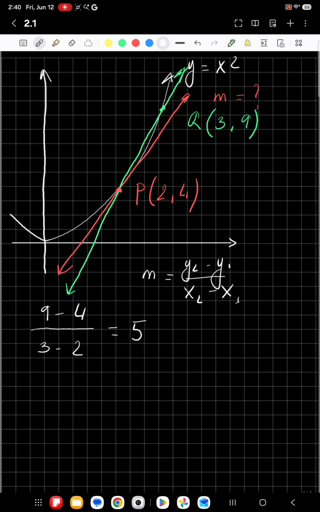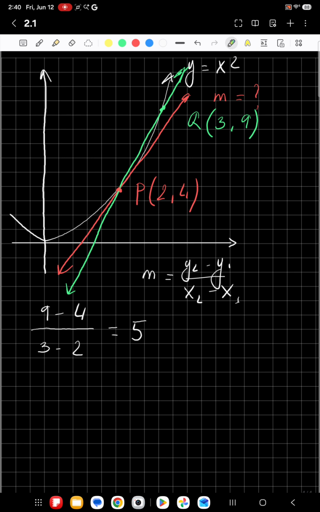Okay, so yeah, we got the slope of the green line, so m equals 5, but that's not really what we want. That's not what we need, right? We need the slope of the red line that touches the graph, the curve. It's not a secant line, it's a tangent line.